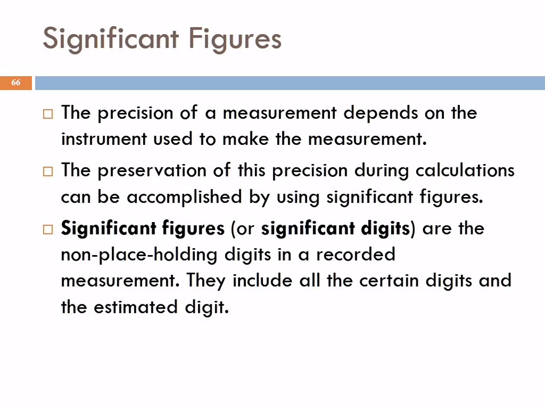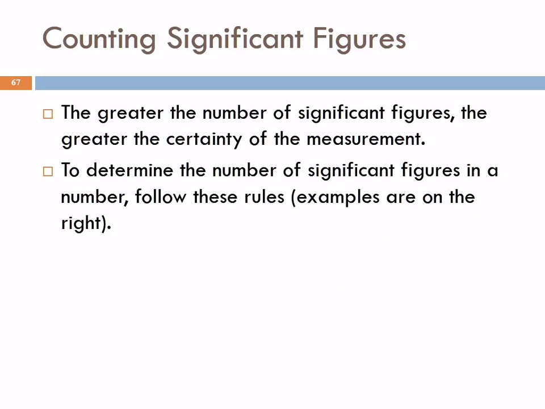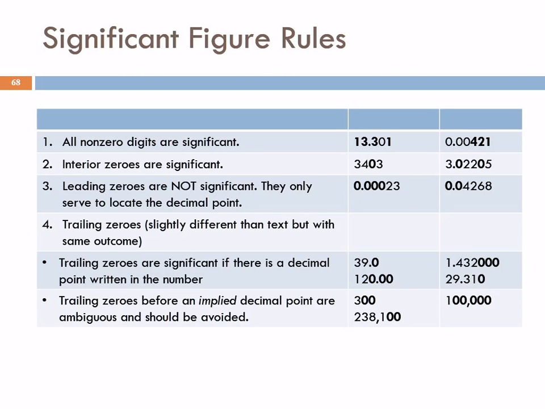Significant figures, sometimes called significant digits, are the non-place-holding digits in a measurement. So in a measurement, they include all of the certain digits that we recorded and that first estimated digit. So the greater the number of significant figures a measurement has, the greater the certainty or precision of it is. So we have a set of rules for counting significant figures. Any digit that's not 0 is a significant figure. And these columns show examples of that particular rule.